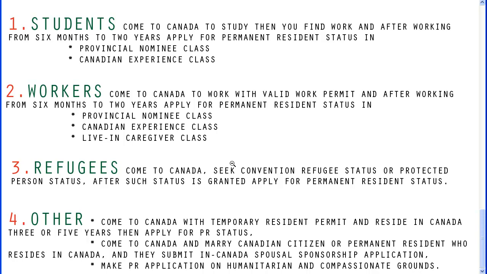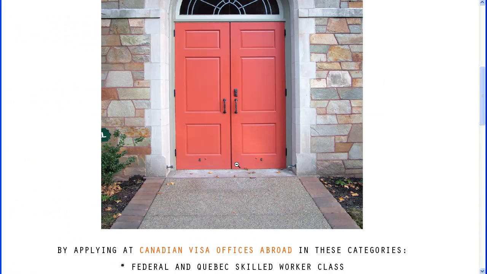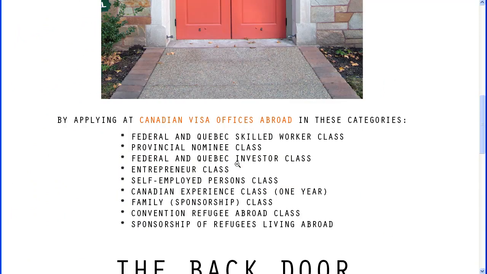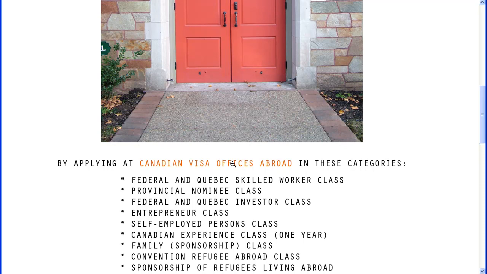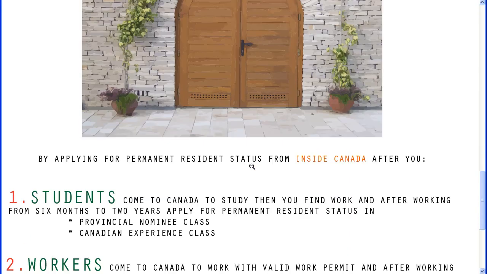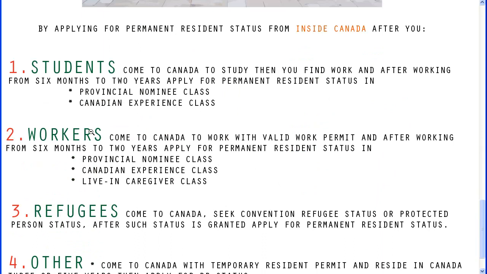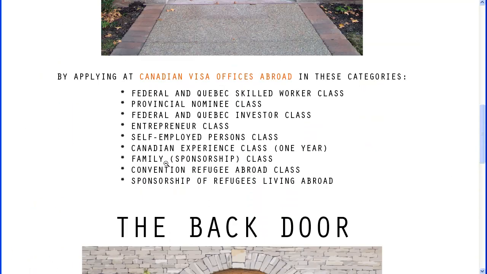So basically these are the two ways. One is if you apply while you are outside Canada or inside Canada. If you're inside Canada, you have to be a student, worker, or a refugee. If you're outside of Canada, you can apply in these categories depending on your situation. If you have skills, if your work experience is one of those 29 listed on the Canadian website, you can apply in this category or any other category.